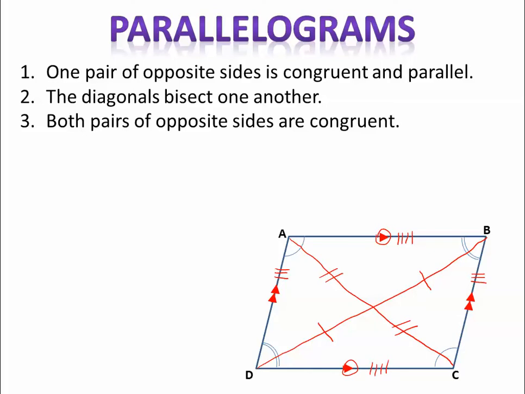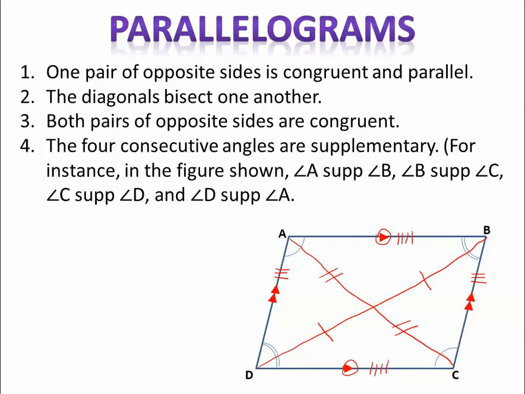Okay, let me find my clicker. Alright, and then the four consecutive angles are supplementary. So for instance, it says that angle A is supplementary to angle B, B is supplementary to C, C is supplementary to D, D is supplementary to A. So just to make sure you understand, you would say the measure of angle A plus the measure of angle B are going to equal 180.